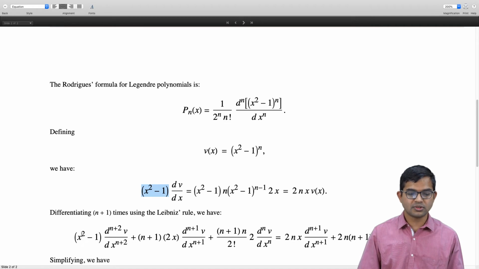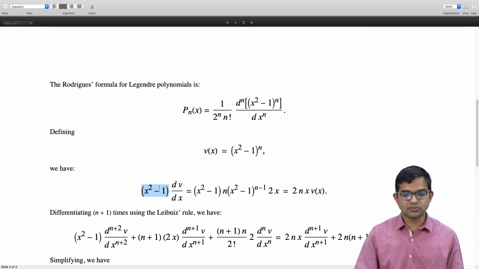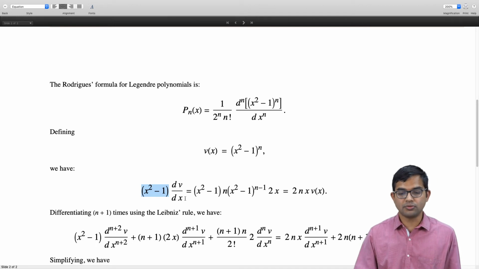So the first term is when you don't take a derivative of this at all. That's going to be x squared minus 1 times the n plus 1th derivative of dv by dx, which is nothing but the n plus 2th derivative of v, plus then we have the binomial coefficient n plus 1 choose 1, which is just n plus 1, then 2x from this first derivative, then the nth derivative of dv by dx, which is the n plus 1th derivative of v.